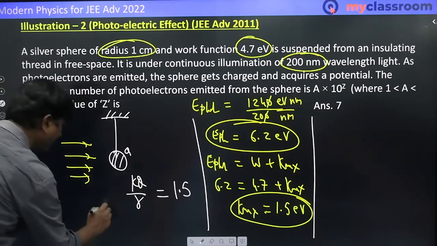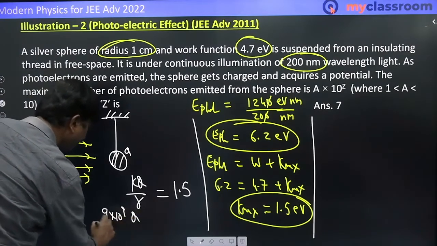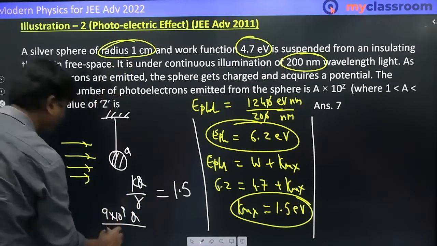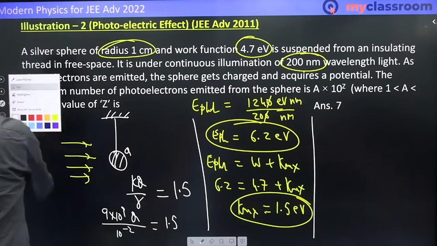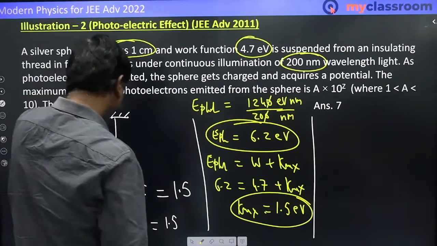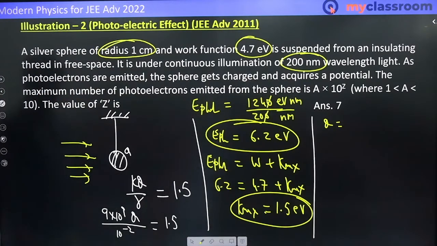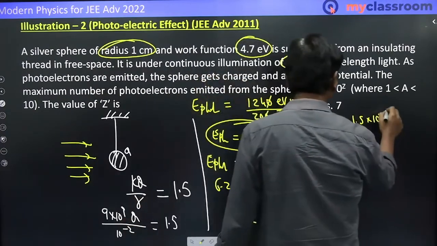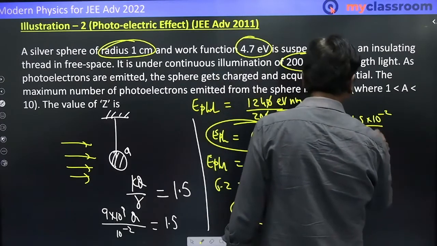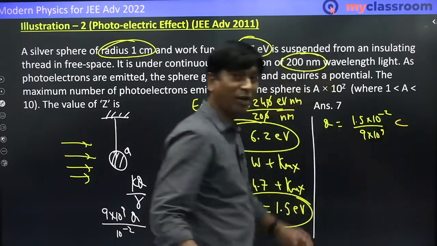So just check it. K is 9 into 10 power 9, times Q by R, with R as 1 centimeter, that is 10 power minus 2, is equal to 1.5. Just calculate the value of Q first. The value of Q will be 1.5 into 10 power minus 2 by 9 into 10 power 9. This is the total charge it will acquire, in coulombs. But I want how many electrons?